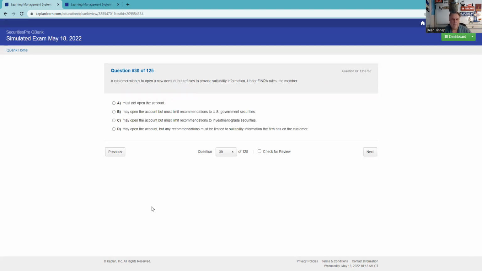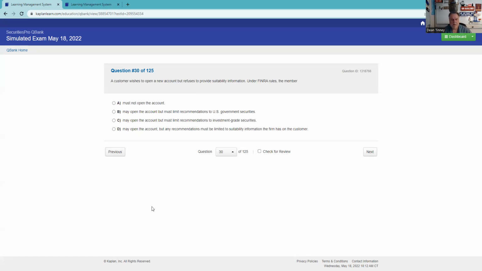A customer wishes to open a new account, but refuses to provide suitability information. Under FINRA rules, the member must not open the account. No, may open the account, but must limit recommendations to U.S. government securities. That's kind of odd. May open the account, but must limit recommendations to investment grade. May open the account, but any recommendations must be, yeah.